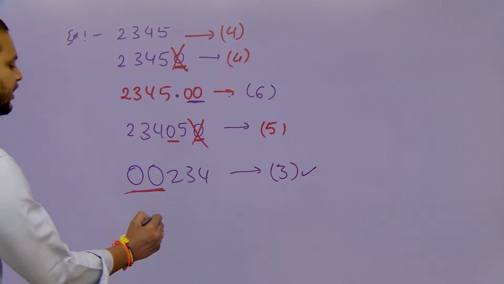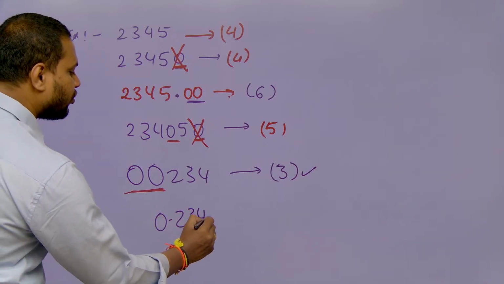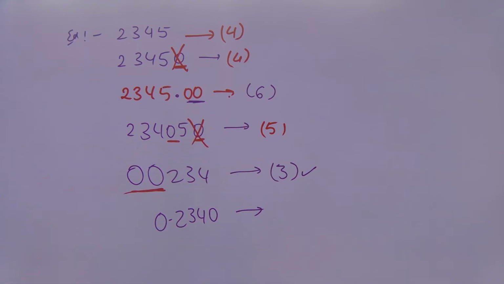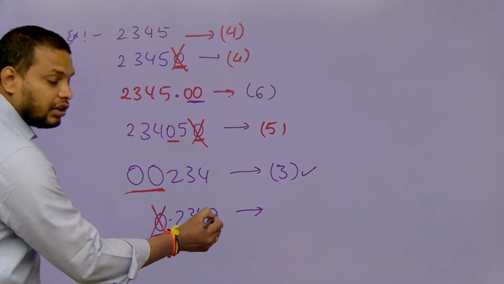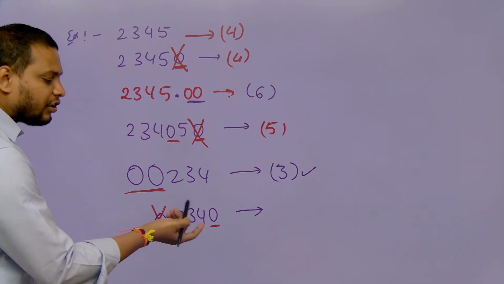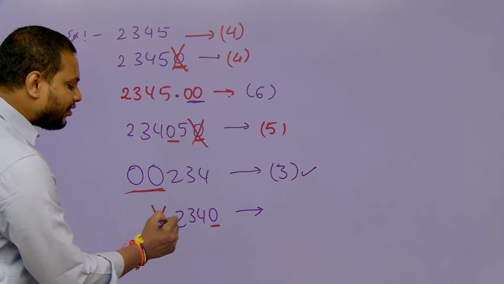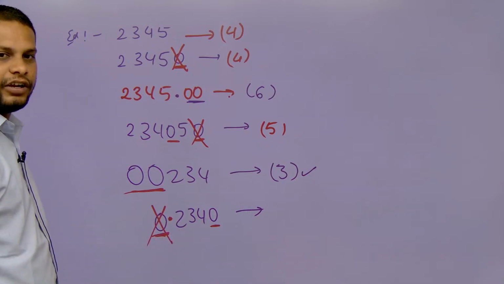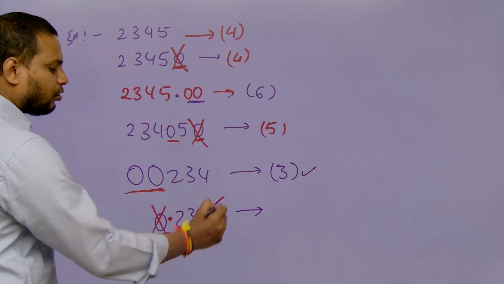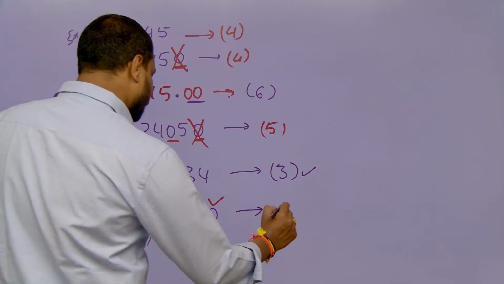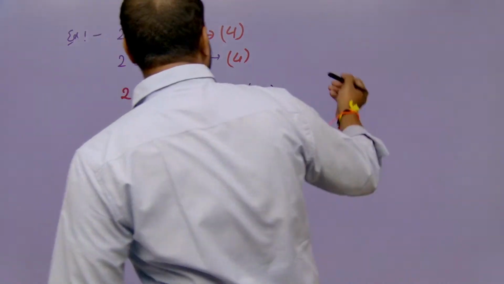For suppose I'll write like this 0.2340. 4. Why? This is a leading zero. A leading zero should never be considered. This is which zero? Trailing zero. With decimal or without decimal? So trailing zero with decimal is significant. We have to count. So this 0 we have to count. Then what is the answer? 4.